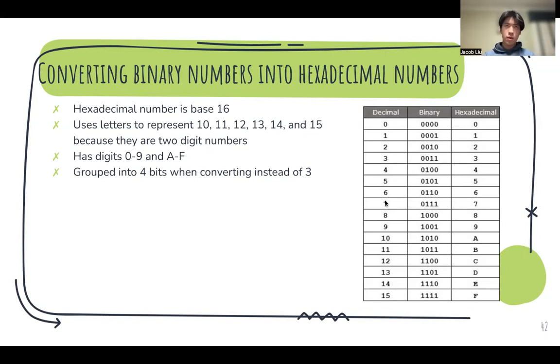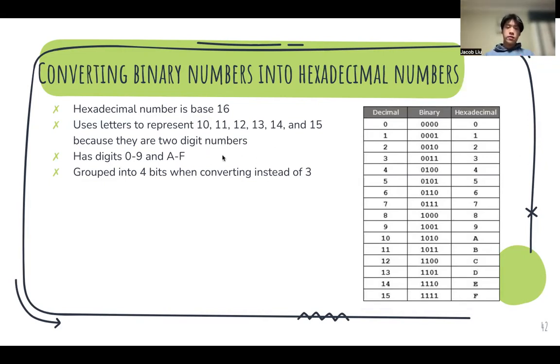But you might be thinking, what about the numbers 10 through 15? Those are two-digit numbers. So how can they be a digit in hexadecimal? Well, we represent those numbers as letters. So 10 to 15 are represented as A through F. So 10 is A, B is 11, C is 12, etc. So hexadecimal has the digits 0 to 9 and A to F.